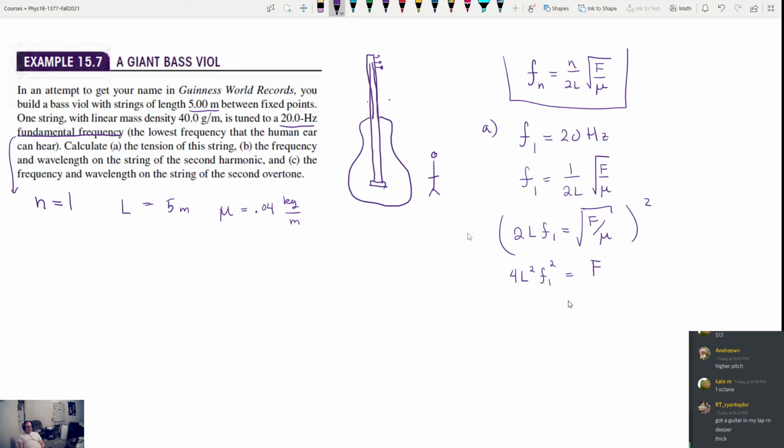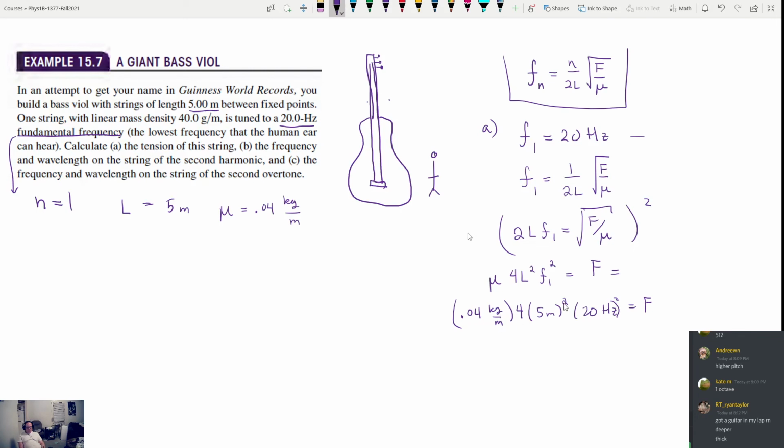Did I do something wrong here? I guess we just multiply by mu, right? Well, if I did something wrong, we'll check in the units. So mu is 0.04 kg per meter times 4 times L squared. L is 5 meters, squared. And then the frequency was 20 hertz, squared. Okay, is this going to work out?